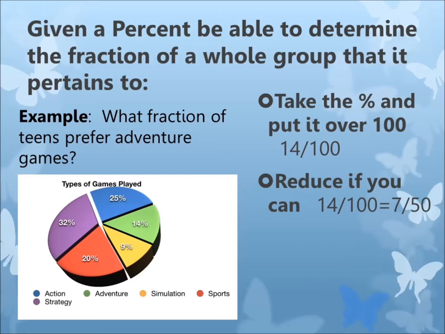And we're going to reduce it. So we have 14 over 100, and those are both even, so they are divisible by 2, right? 14 divided by 2 is 7, and 100 divided by 2 is 50. And that can't be reduced anymore. So our answer is 7 over 50.